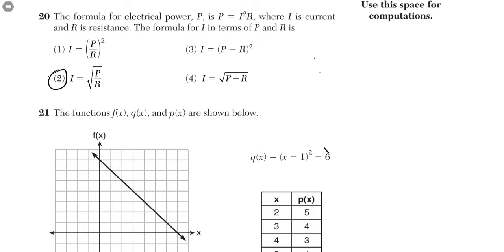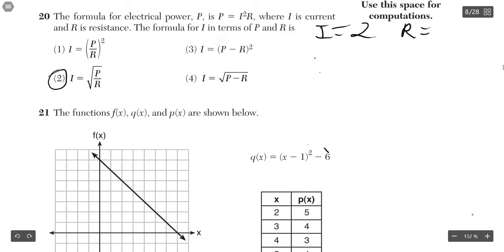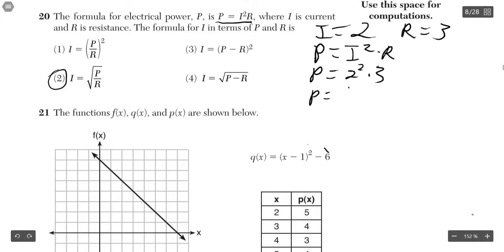Let's say for example, I equals 2 and R equals 3. Now, if I equals 2 and R equals 3, what will P equal using this equation? They told us P equals I squared times R. So if I equals 2, that's 2 squared times R, which is 3. 2 squared is 4. 4 times 3 is 12. So now we know if I equals 2 and R equals 3, P will equal 12.